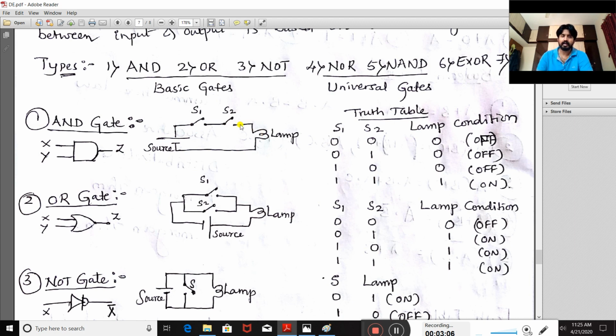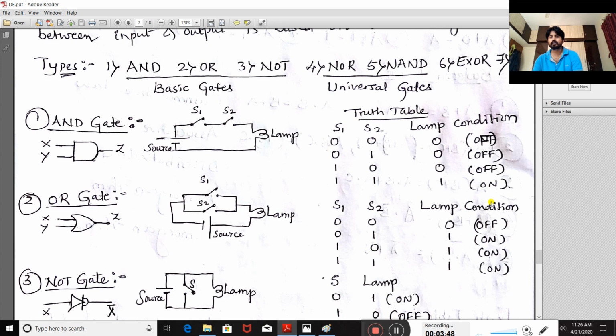There is a lamp and two switches are connected in series. The lamp will glow only when both the switches are in the closed state; then only current flows and the lamp will glow. Otherwise, if any one of the switches is open, it becomes an open circuit and the lamp will not glow. In this condition, 1 1 is the closed state, so the lamp is on here. In the rest of the cases, one switch is on and one switch is off, or both the switches are off. If any one switch is off, the lamp will be in the off condition only.